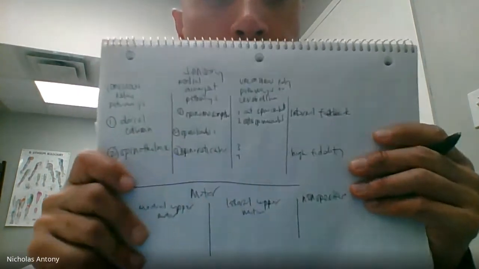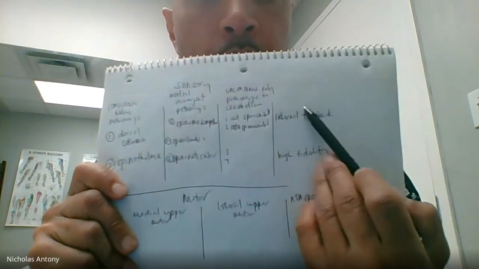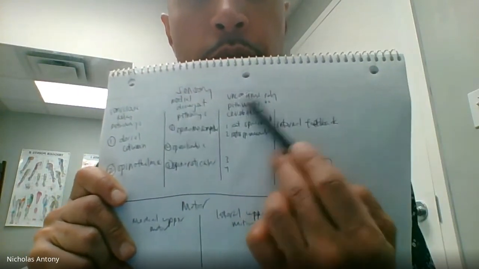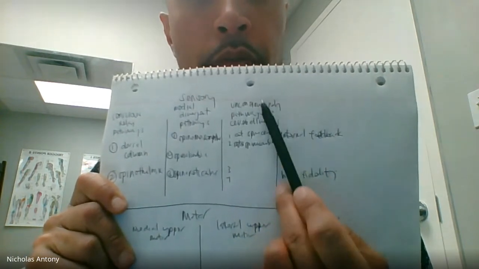Guys? Okay. Anterospinocerebellar. You have to be doing this with me, because it's going to be hard to read off this screen. Okay. Right? So we have our two internal feedback tracks. Now the third column for sensory is the unconscious relay pathways to the cerebellum.